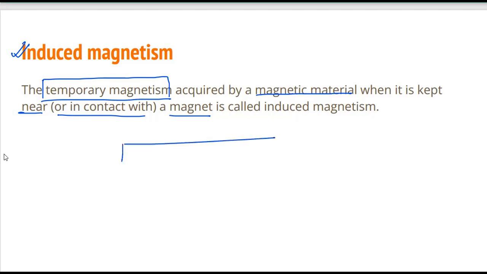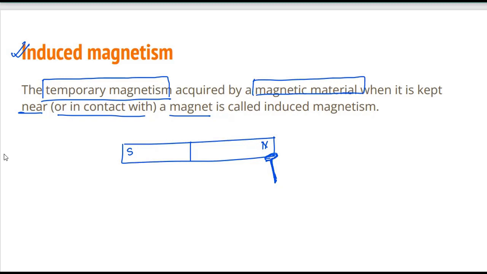Suppose you have a magnet, say this is the bar magnet, with north and south poles. If you take an iron pin and bring it close to this, the iron pin will obviously stick to the magnet because iron is a magnetic material. Those materials which are attracted by the magnet are known as magnetic material. So iron is a magnetic material, and this iron pin will get attracted towards the magnet.